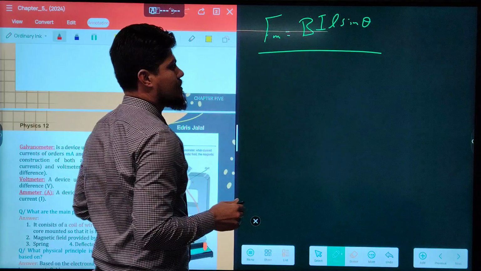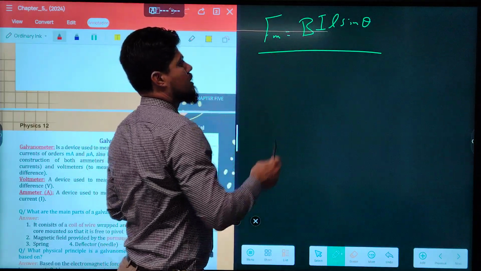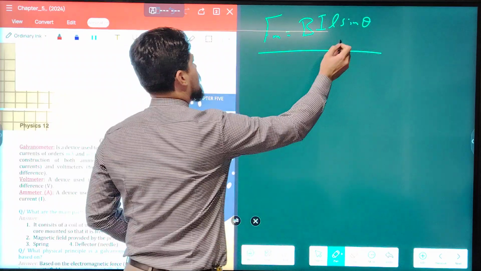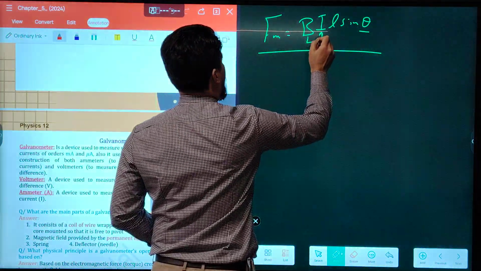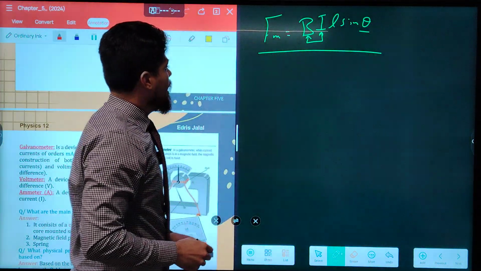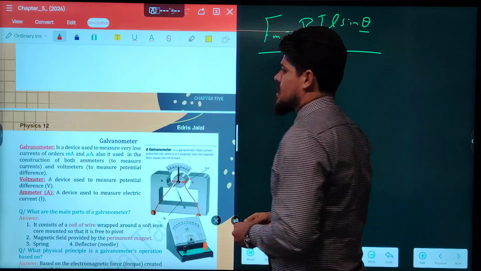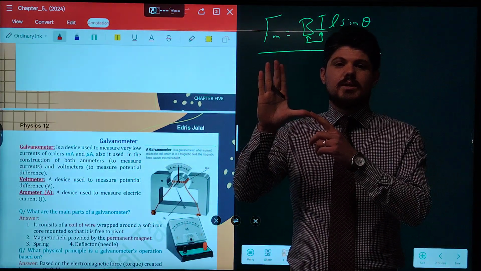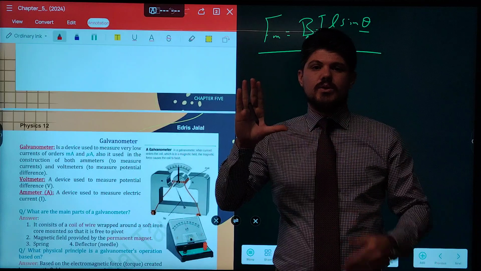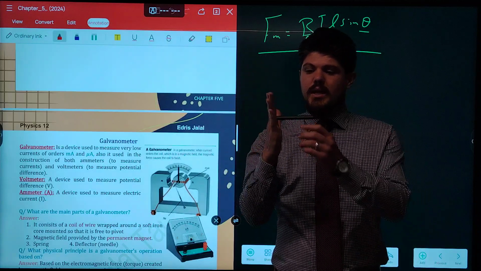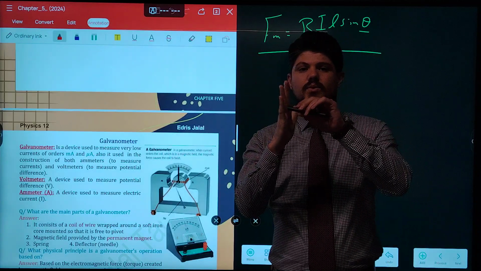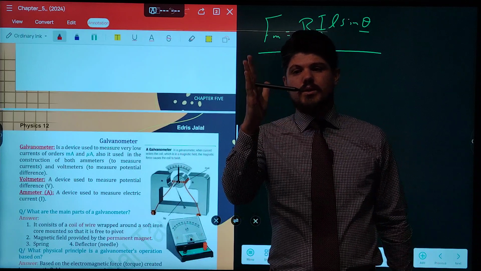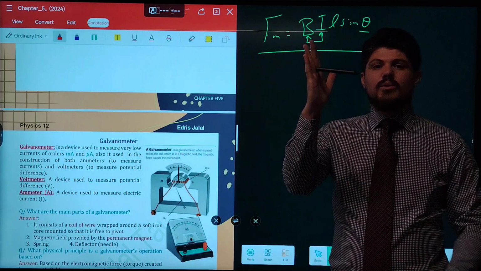Here B is the external magnetic field, I is the current carrying into the conductor, L is the length of the conductor, and theta is the angle between B and I. Its direction can be determined by using the right hand rule. The thumb is the direction of the current, and the four fingers, as usual, the direction of the magnetic field. And we have only one force. The force exerted by the magnetic field on the conductor is directed into or out of the page.